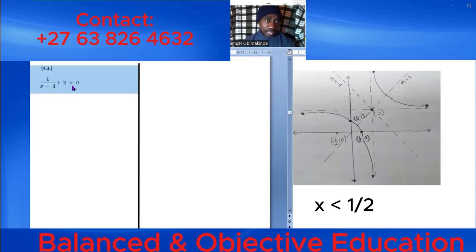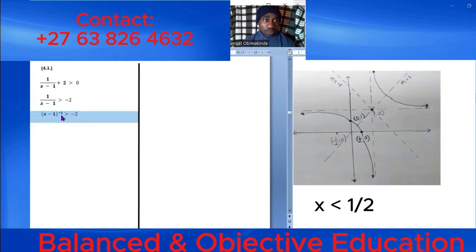So g of x, right, we are looking for the values of x for which g of x is greater than 0. Now, g of x is 1 over x minus 1 plus 2. So we can set that greater than 0. So we can take the plus 2 to the other side. It becomes -2. Then we can rewrite this equation in the following ways, right? What you have on the left-hand side here is the same as what you have on the left-hand side here. We just use the principle of indices to express that.